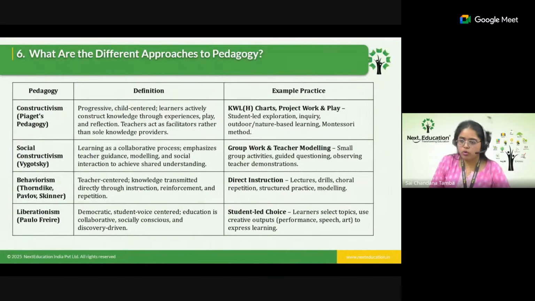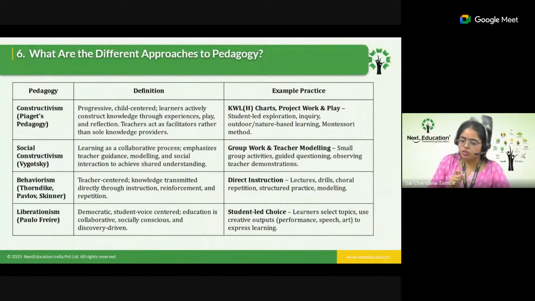It is also discovery driven. Students have to come up with new ideas when it comes to a concept. When you do a particular experiment, they can come up with ideas that this could be done in some other way as well. So this is called liberationism.